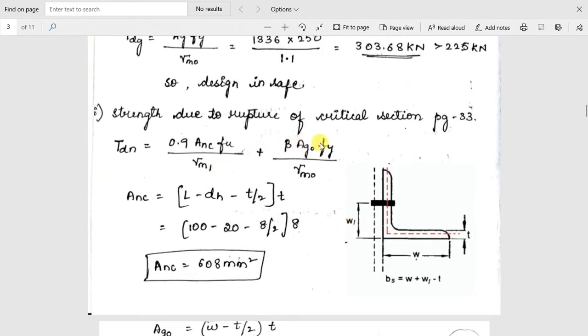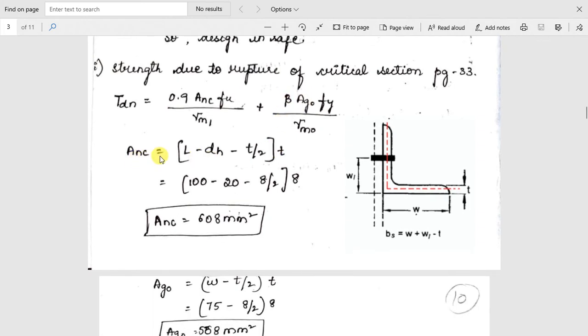Strength due to rupture of critical section. So you are using angles now. So you have to use the formula given on page number 33. So once again here I have to calculate A_nc, A_go and beta first. A_nc is the net area of the connected leg, that is given by L. L is nothing but the length of the connected leg from this particular point till here. So I told you earlier that the areas should be calculated for legs from this particular point to this point. Even for the outstand leg also you have to calculate the area for the length from this particular point till here.